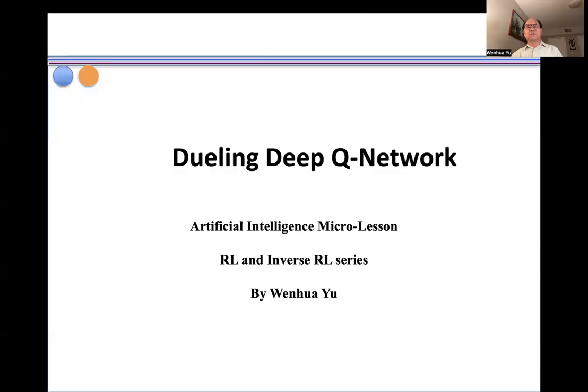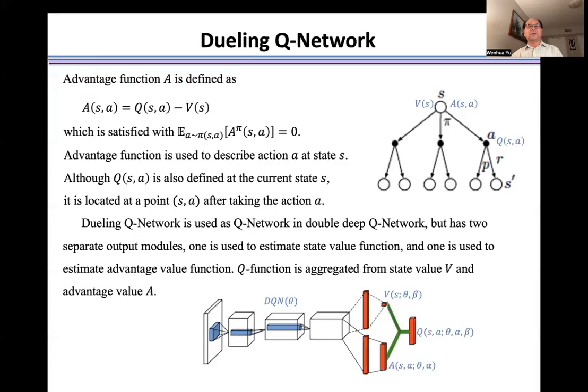Now I introduce a dueling deep Q network. The advantage function A is defined as the action-state value function Q minus the state value function V. And this A satisfies that the expectation of A equals 0.